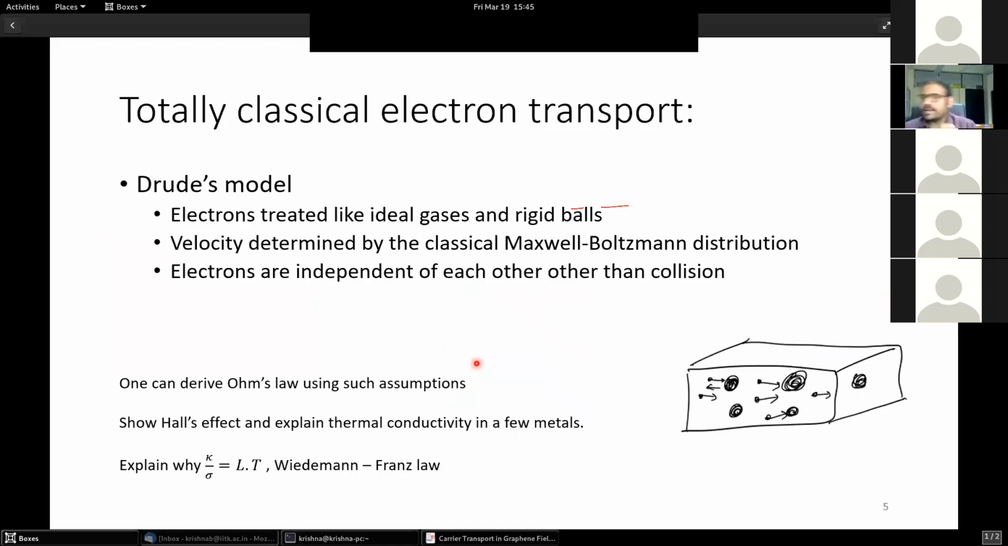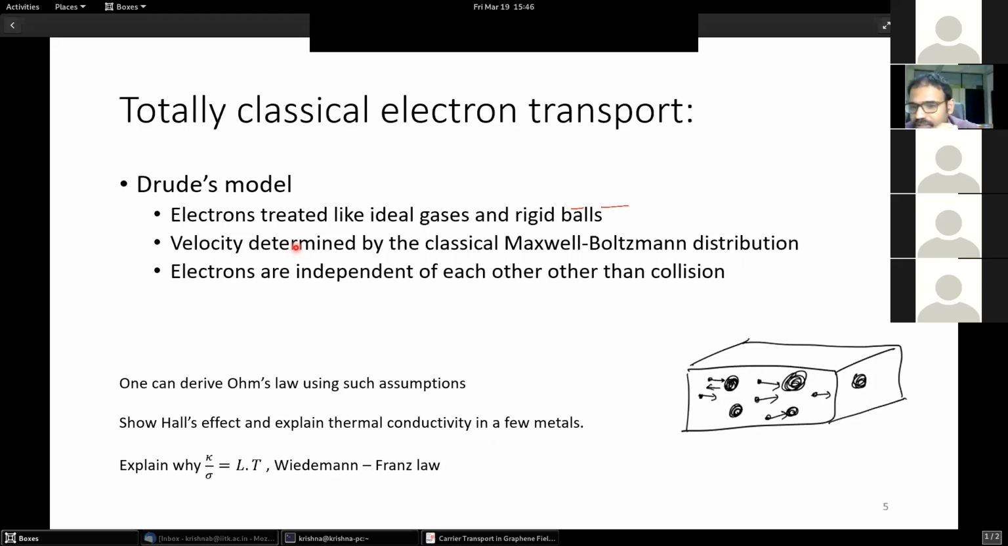Let's begin at the beginning. The simplest transport model was done totally classically, and we know it from Drude's model. The idea was they treated electrons as classical atoms in a gas, like rigid balls.